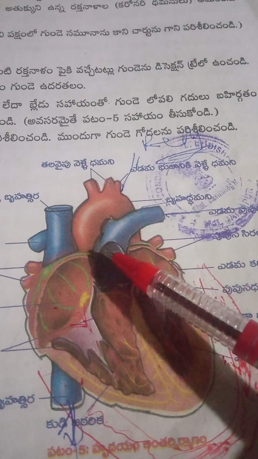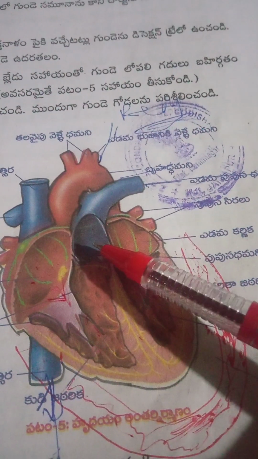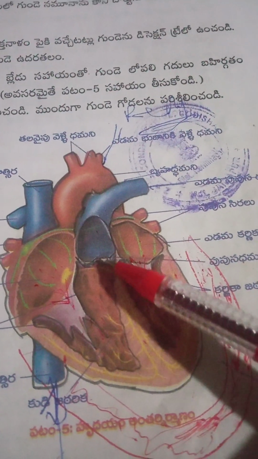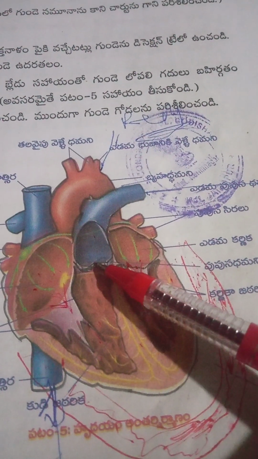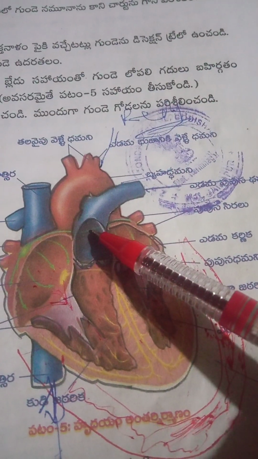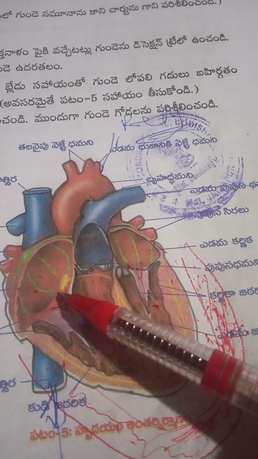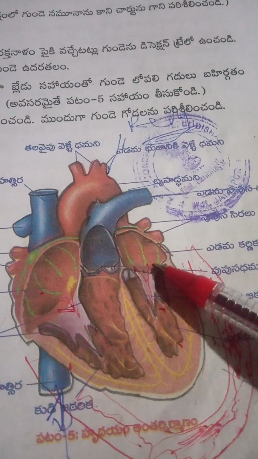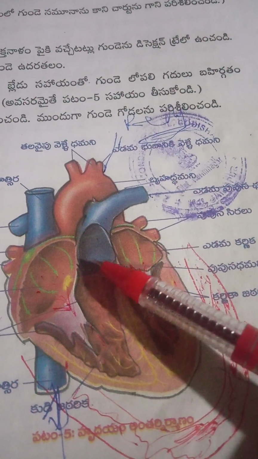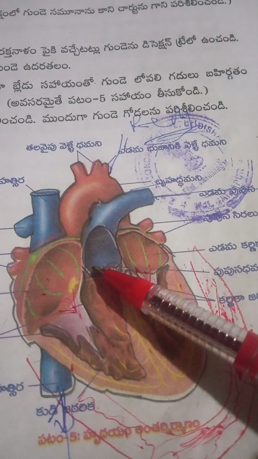Here is the pulmonary artery. It is the right ventricle. There is also one more door. The valve present in between the right ventricle and pulmonary artery is called the pulmonary valve. It is the systemic valve, it is the bicuspid valve, here is the systemic valve, and this is the pulmonary valve. Tricuspid valve, bicuspid valve, systemic valve, pulmonary valve.